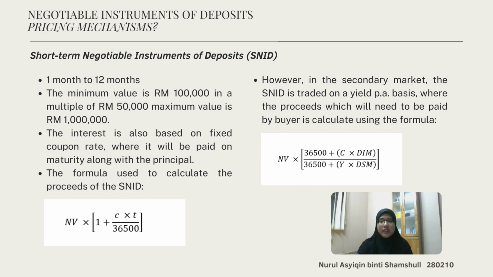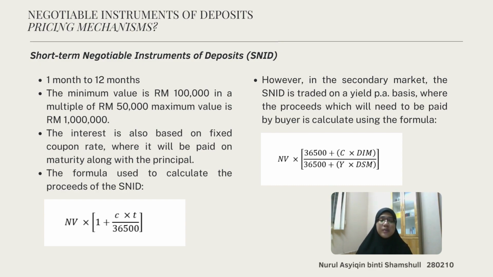NID are divided into 4 categories, which the first one is short-term negotiable instrument of deposit (SNID). For SNID, the tenor ranges between 1 month to 12 months. The minimum value is 100,000 ringgit in a multiple of 50,000 ringgit, and the maximum value is up to 1 million ringgit. The issuer may issue NID at par, at a premium, or at a discount depending on the market interest rate after discussing with the depositor.